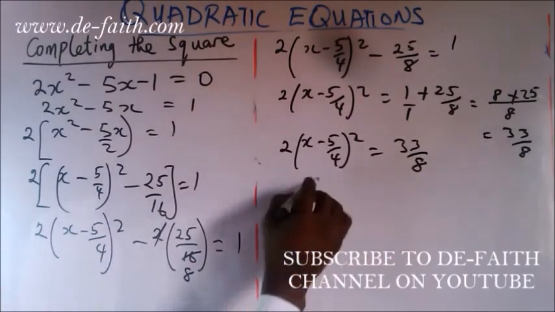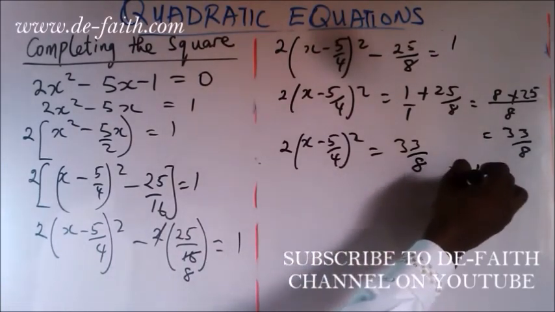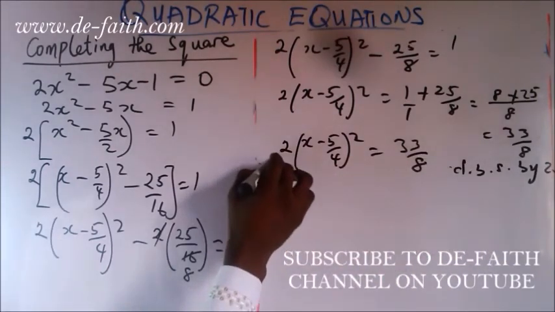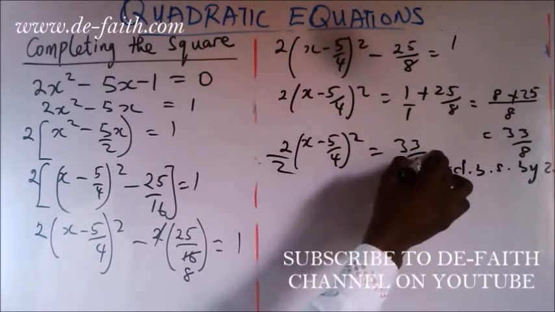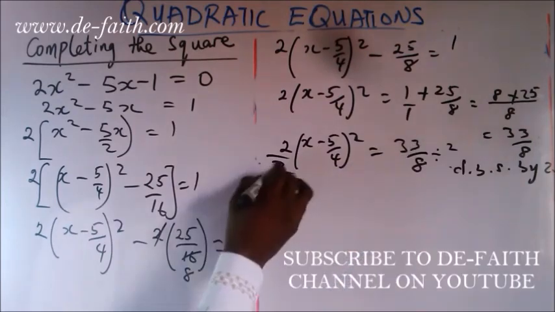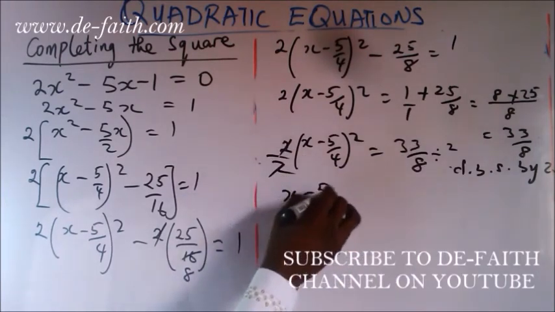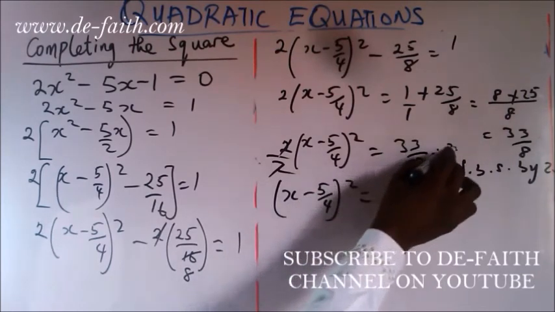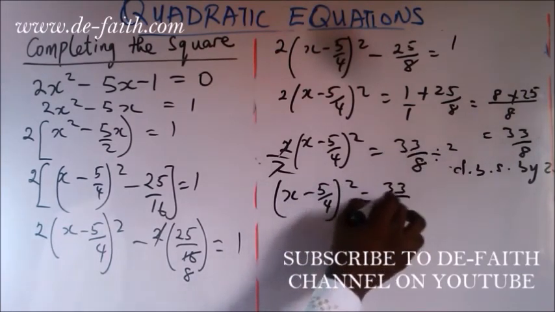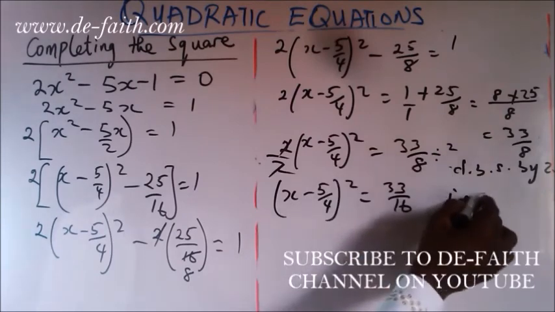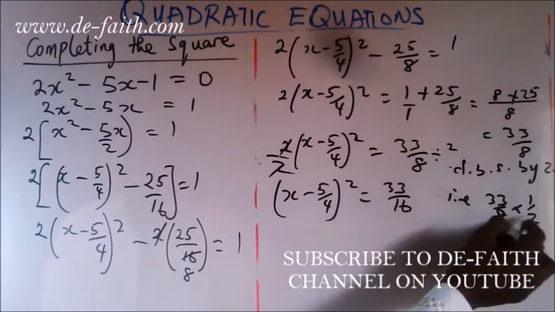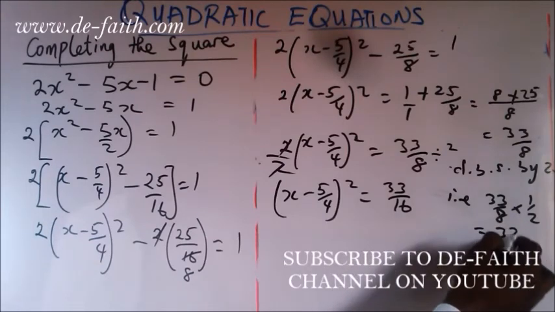If we divide both sides by 2, we'll have this divided by 2, and this divided by 2. We have x minus 5 over 4 all squared. Then this one will become 33 over 8 multiplied by 1 over 2, so 2 times 8 will be 33 over 16, right?